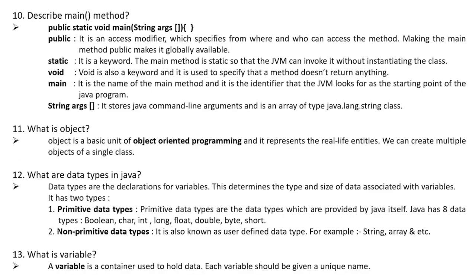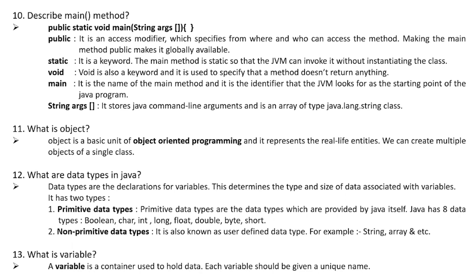10. Describe the main method. public static void main(String[] args). Public is an access modifier, which specifies from where and who can access the method. Making the main method public makes it globally available. Static is a keyword. The main method is static so that the JVM can invoke it without instantiating the class. Void is also a keyword and it is used to specify that a method doesn't return anything. Main is the name of the main method and it is the identifier that the JVM looks for as the starting point of the Java program. String[] args stores Java command line arguments and is an array of type java.lang.String class.